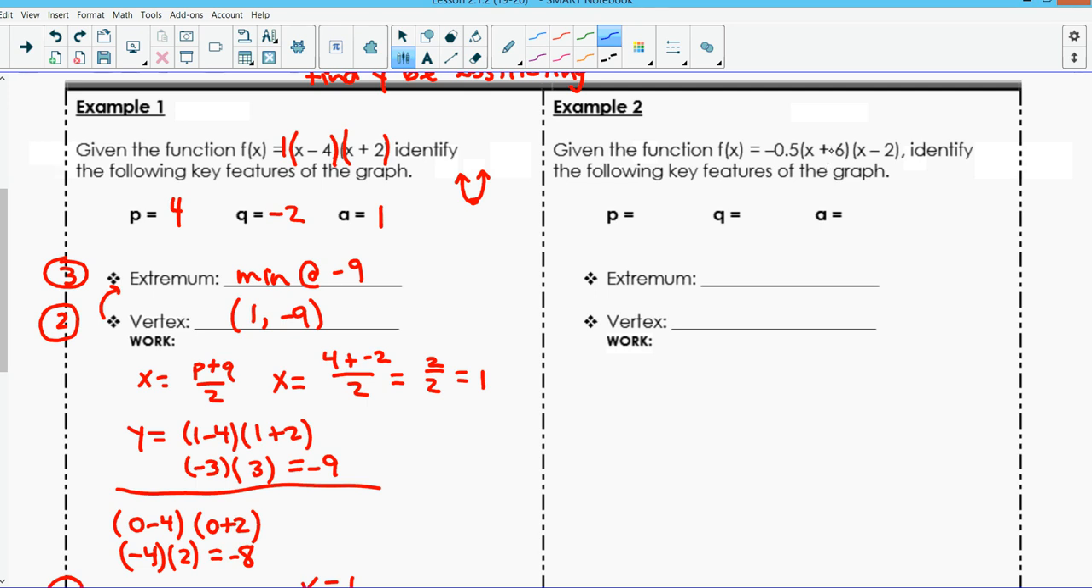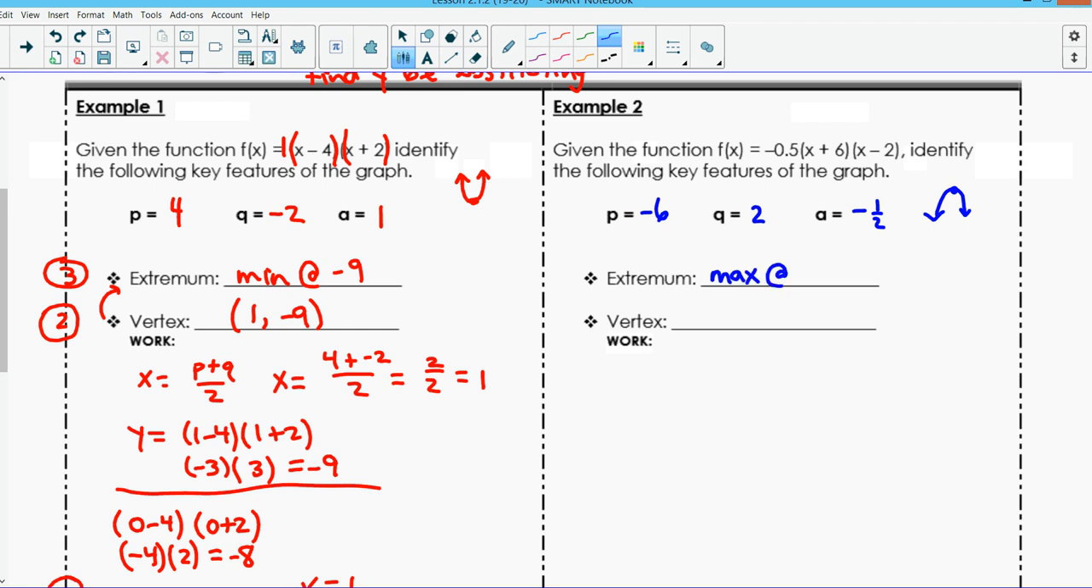Alright. Opposite of 6 is -6. Opposite of -2 is +2. And my a value is -1/2. Because this has a negative a value, it's going to open down, which means it has a maximum. So I'm going to say max at.